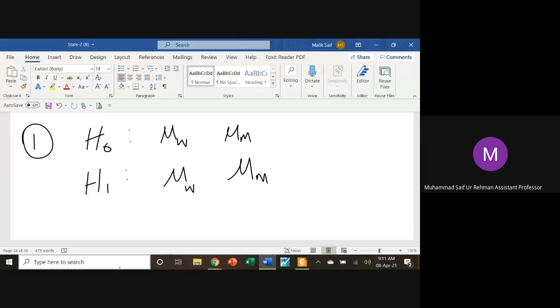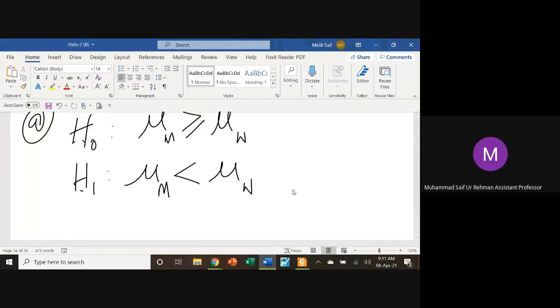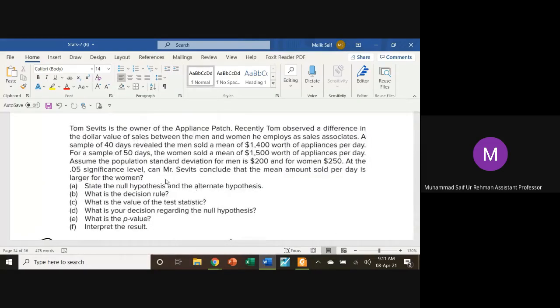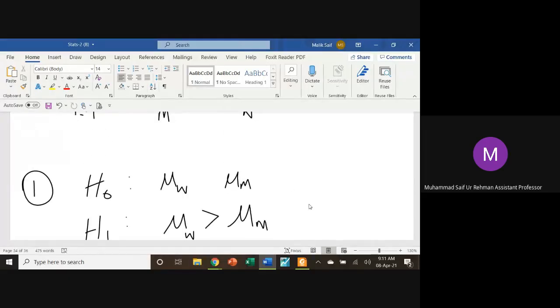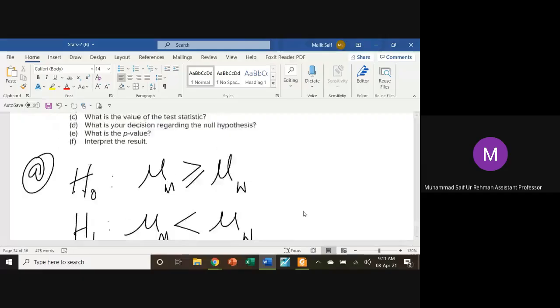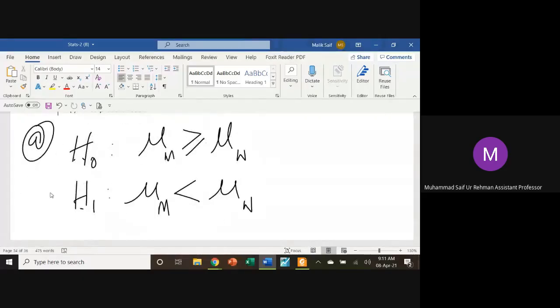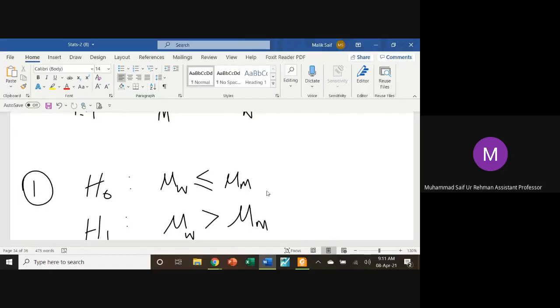So now how will you construct the alternate hypothesis? Can Mr. Savitz conclude that mean amount sold per day is larger for women? Larger for women in this case would be like this, larger. And the remaining two possibilities will be written in the null hypothesis. So you may construct the null and alternate hypothesis as this or as this.